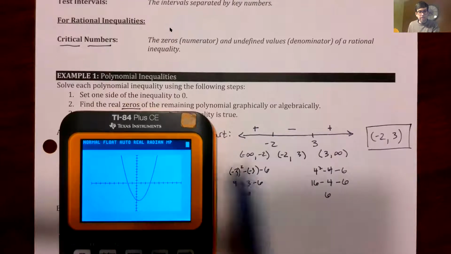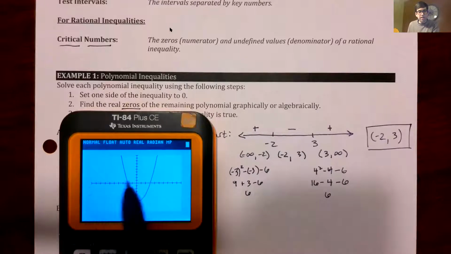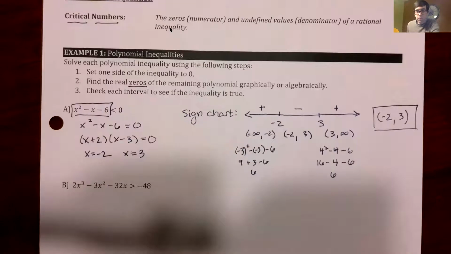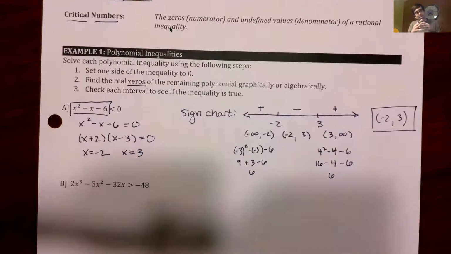We were below the x-axis, so it was negative. Anything less than -2 had a positive y value. Anything greater than 3 had a positive y value. All right, so we're going to try this again, but for the next few, we're only going to solve algebraically. You can check on the graph, but I think we made that connection, right?